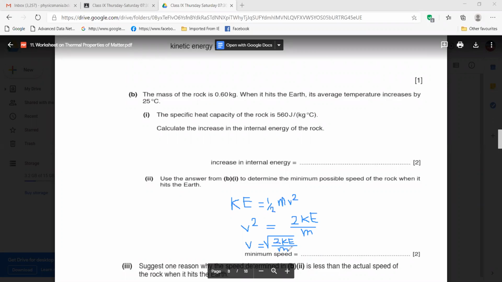So you write the values now. 2KE by m. KE, kinetic energy: already I told you that the internal energy is the kinetic energy. How much did you get? 8,400. So 2 multiplied by 8,400, mass is how much? 0.6, right? So square root. Then what is the answer coming?